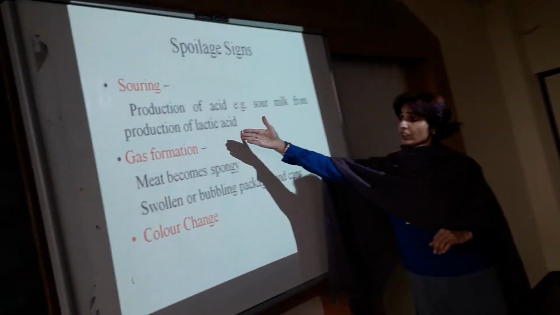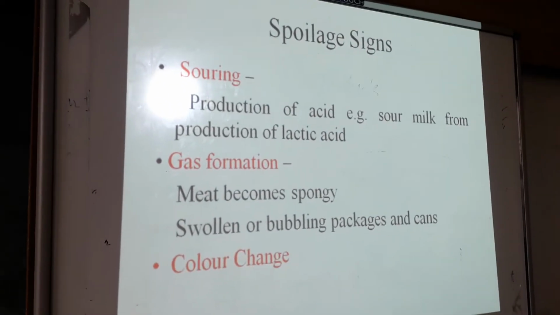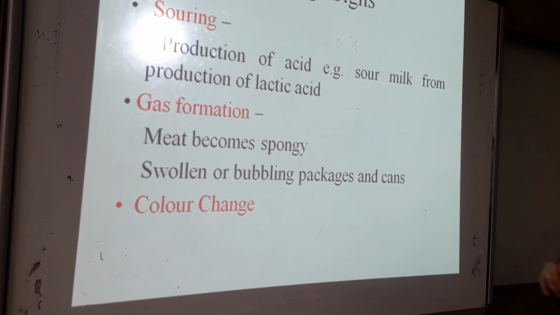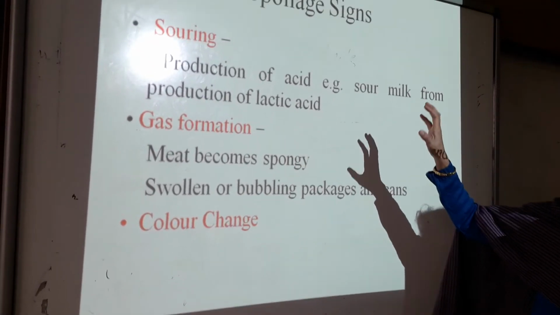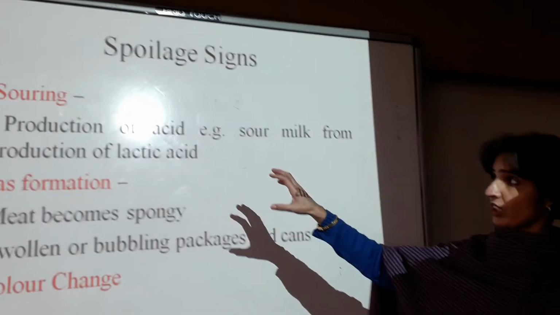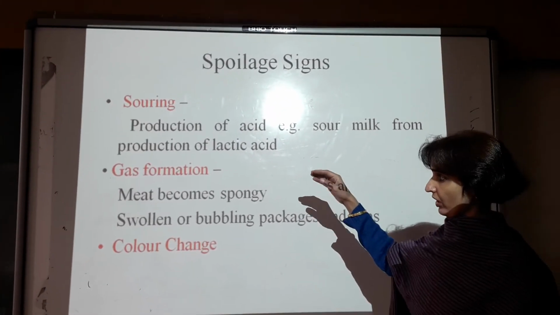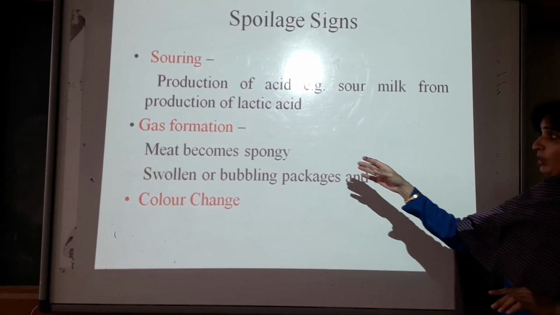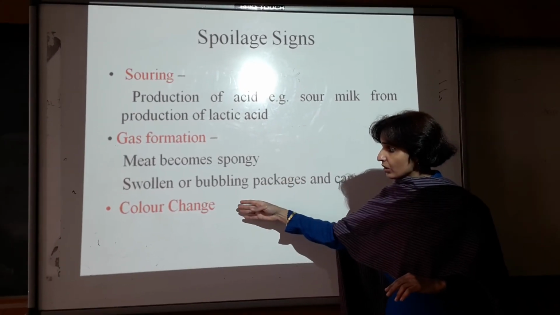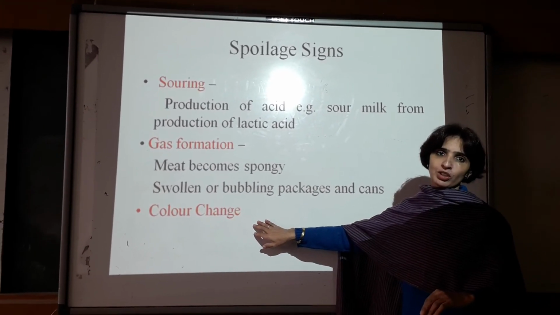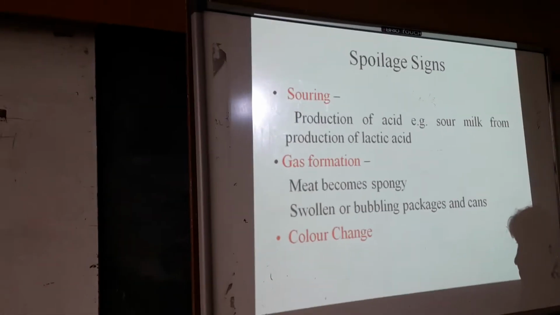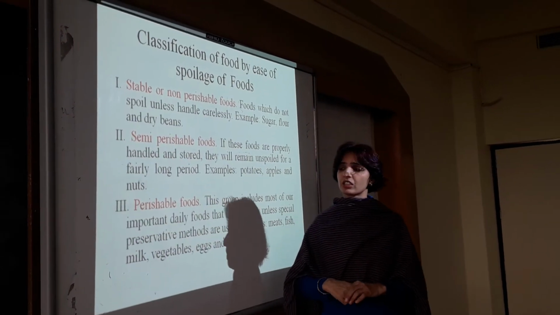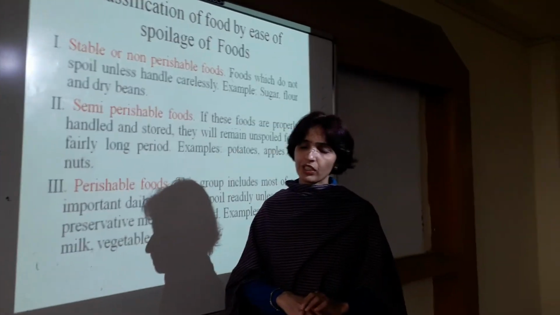So these three are the basic signs which help us find out whether the food is fit for consumption or is a spoiled one. The first one is souring. Souring means the production of acid in a particular food stuff, and it mainly takes place in dairy products. The second one is gas formation, a basic sign of spoilage in a meat product, you can say. And the third one is color change. Color change is visible in almost all foods, whether it is an animal product or a plant product. In all of them, visible growth is visible in that food stuff.